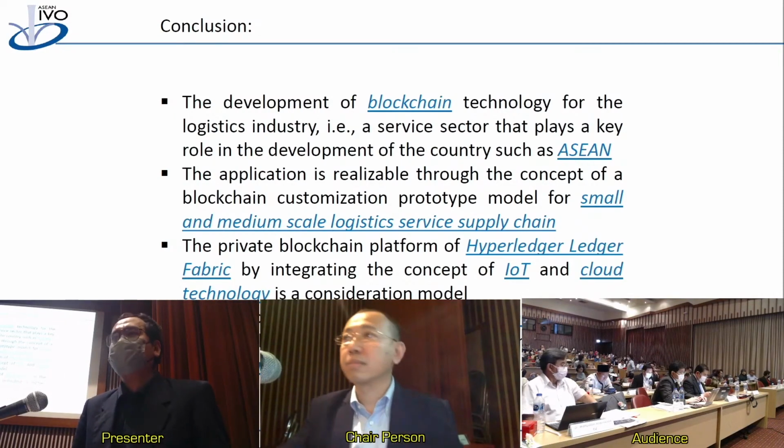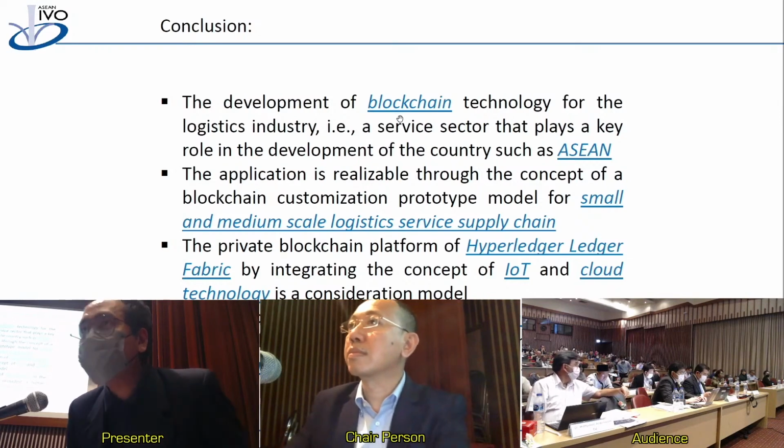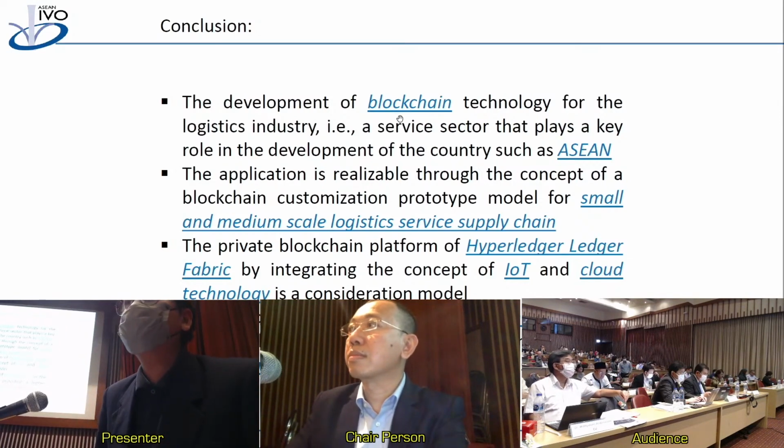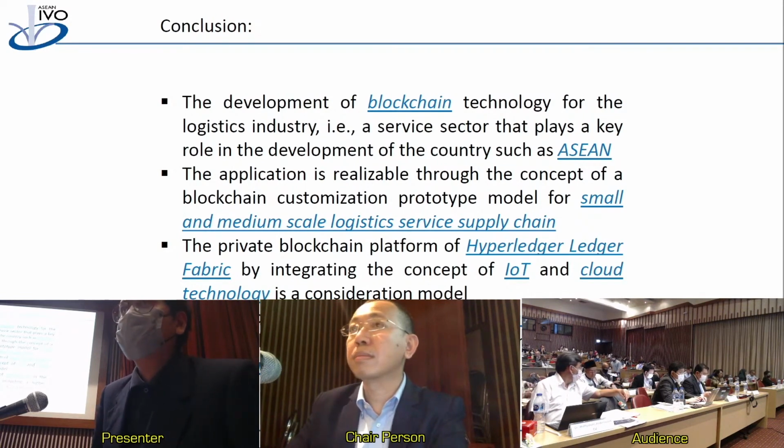How to differentiate from what they are doing? Just to repeat, I think IBM, Microsoft, or even Oracle, they are doing something along this line, blockchain for supply chain.